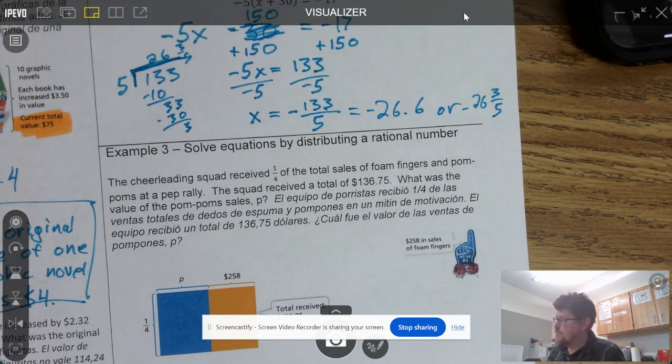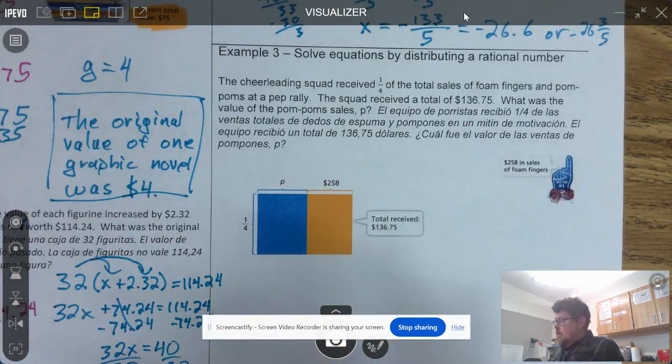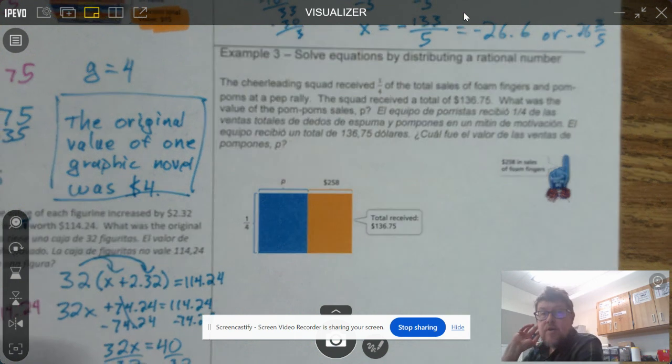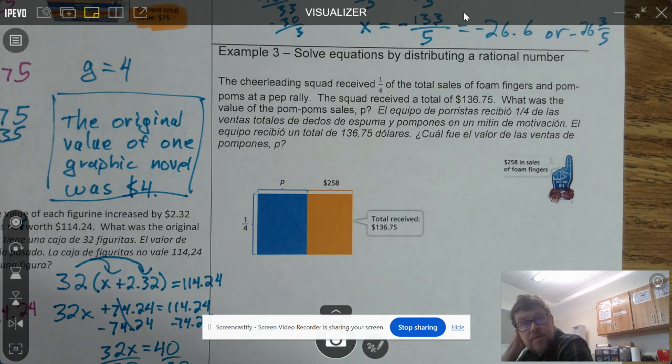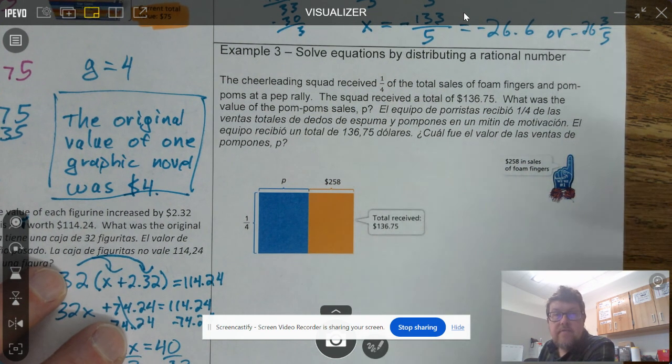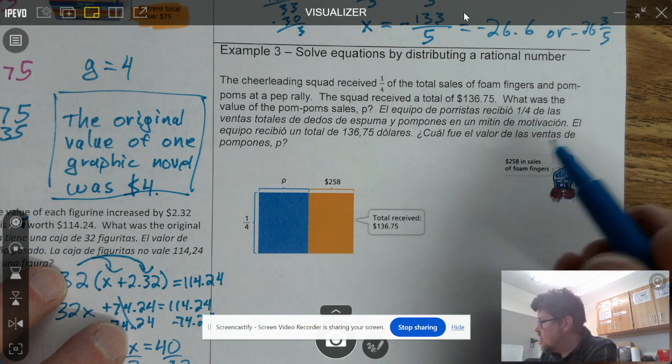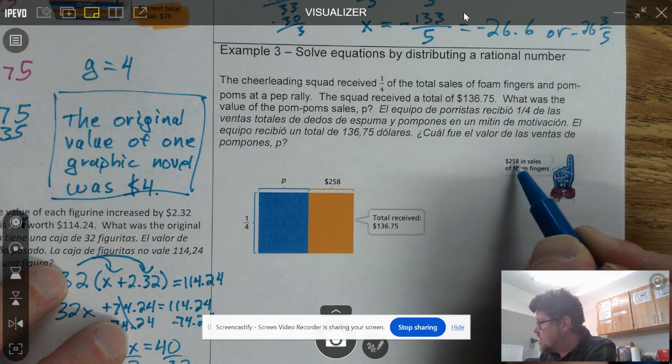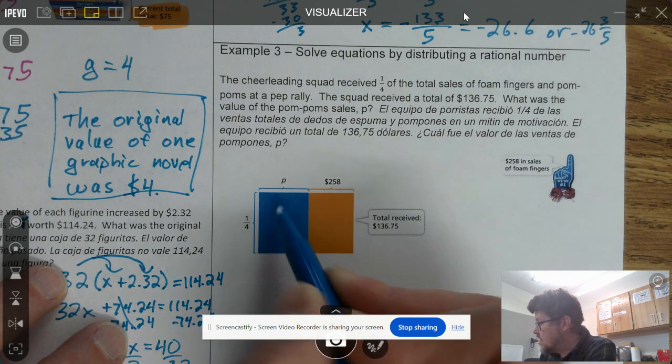There you go. Okay. The cheerleading squad received a quarter of the total sales of foam fingers and pom-poms at a pep rally. The squad received a total of 136.75. What was the value of the pom-pom sales P? Okay, so we know that it's 258 in sales for foam fingers, and we're looking for the pom-poms right here.